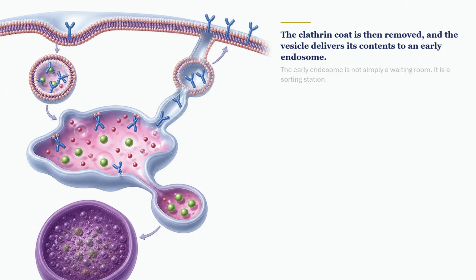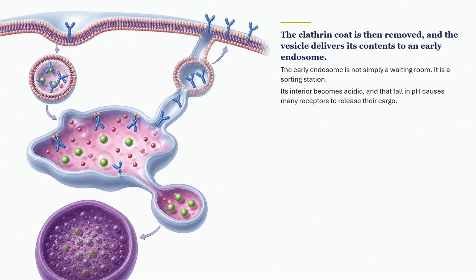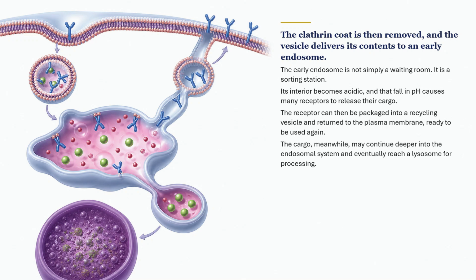The early endosome is not simply a waiting room. It is a sorting station. Its interior becomes acidic, and that fall in pH causes many receptors to release their cargo. The receptor can then be packaged into a recycling vesicle and returned to the plasma membrane, ready to be used again. The cargo, meanwhile, may continue deeper into the endosomal system and eventually reach a lysosome for processing.